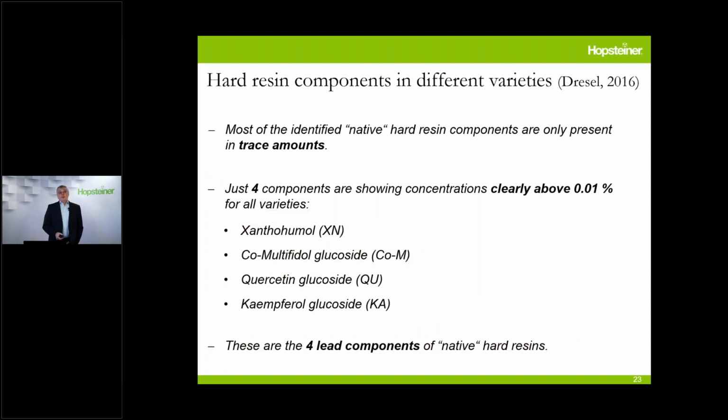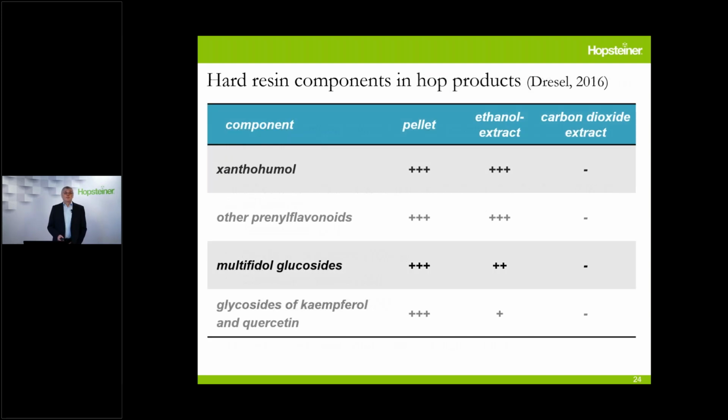Most of the identified native hard resin components were only present in trace amounts. This is also given in this paper of Dresel in 2016. Just 4 components are showing concentrations clearly above 0.01%: xanthohumol, co-multifidal glucoside, quercetin glucoside, and kaempferol glucoside. Therefore, these are the 4 lead components of the native hard resins.